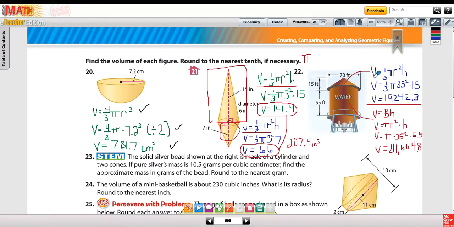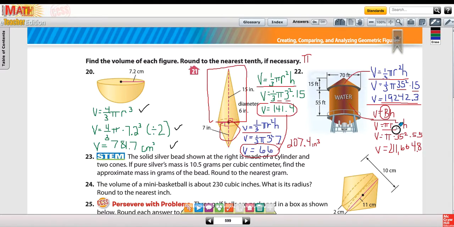For problem 22, again, I separated it out into the cone on the top and the cylinder on the bottom. We have 1/3 pi r squared h for the cone on top. You're just substituting numbers in and typing them in on your calculator. Double check it 2-3 times to make sure you get the same answer. I round to the nearest tenth, and I got 19,242.3 for the cone.